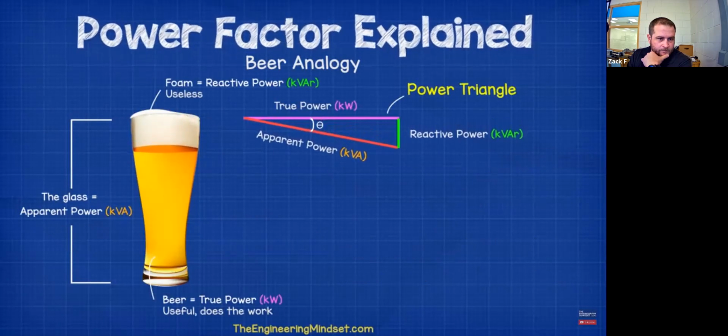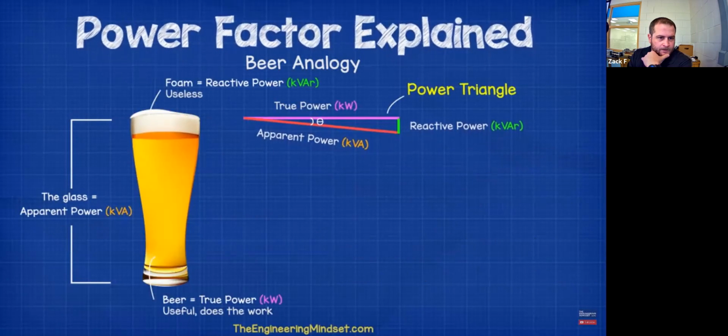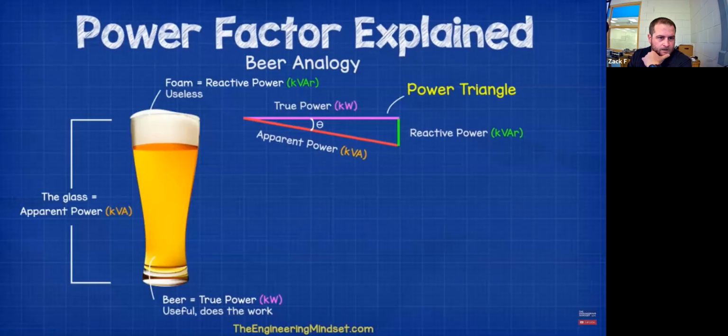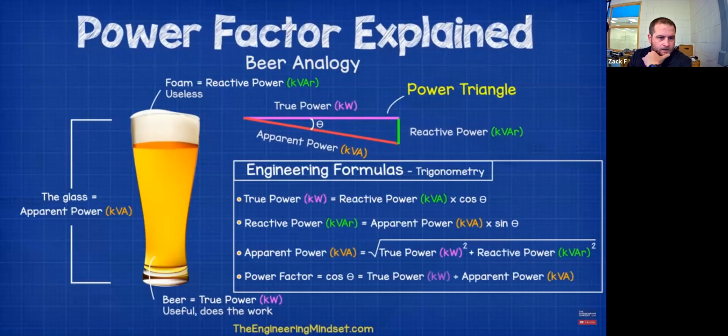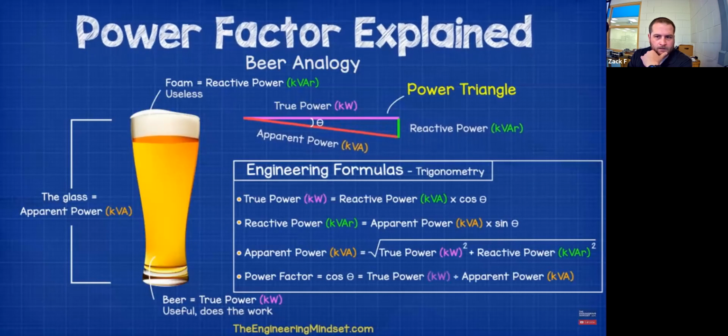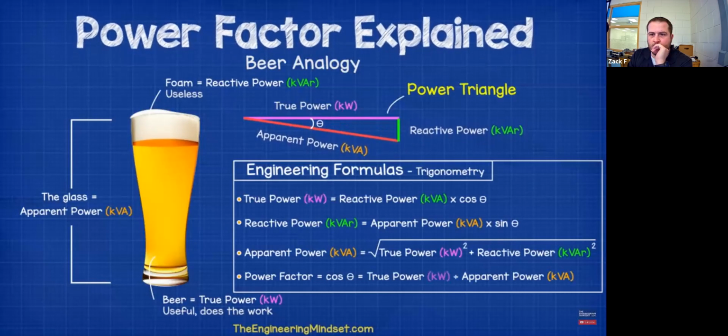You see, as the reactive power, or the foam, increases, then so does the apparent power, or the kVA. You could then use trigonometry to calculate this triangle. I won't in this video, as I'm just covering the basics, so we'll just see the formulas you need, but we'll do some calculations and worked examples later in this video.